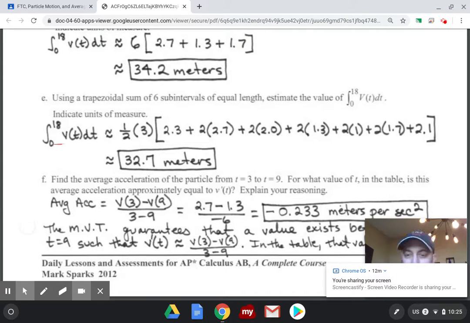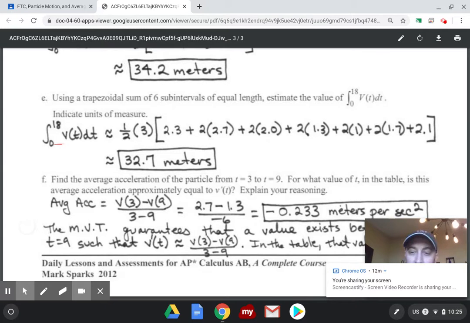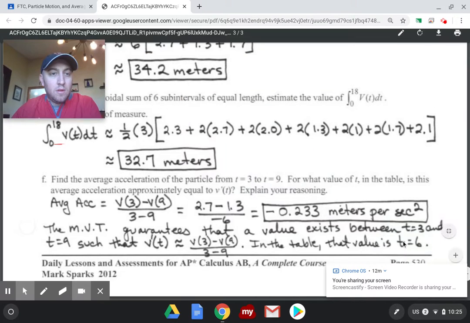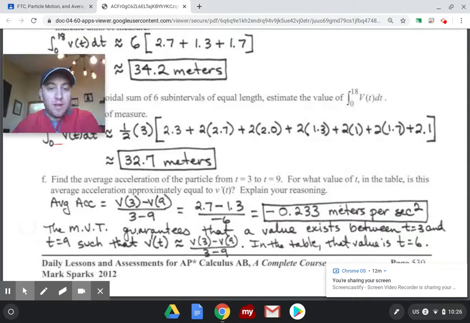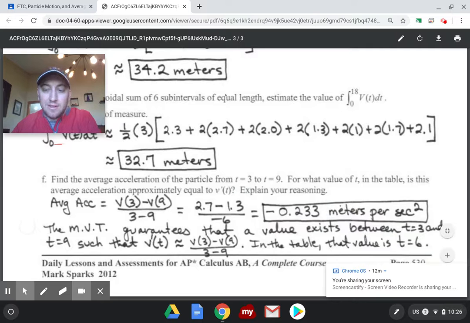The second question, for what value of t in the table is the average acceleration approximately equal to v prime of t? It says there the mean value theorem, which is one of the theorems that we talked about in the last unit before spring break, guarantees that a value exists between t equals 3 and t equals 9, such that v prime, the slope of the tangent line, the instantaneous acceleration, would equal the average acceleration. That is at t equals 6.